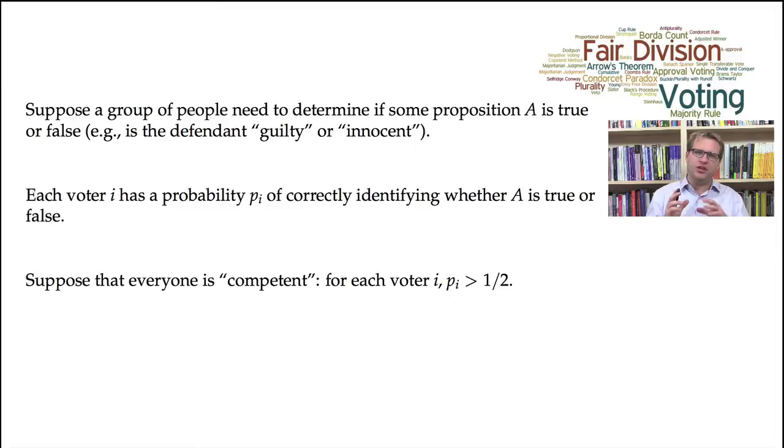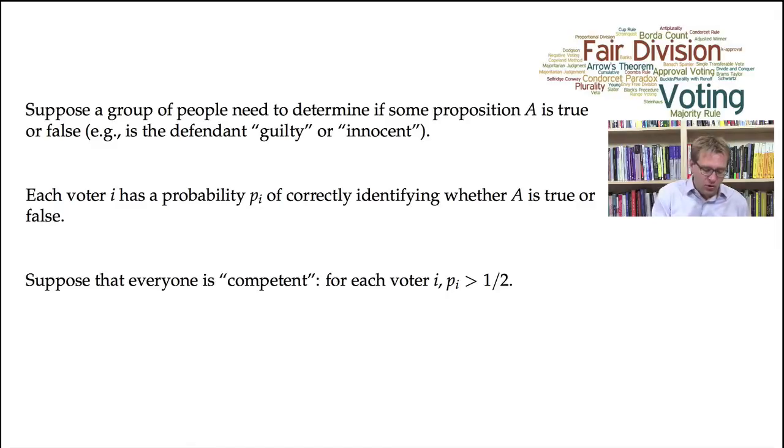There's some proposition, A, and the group of people is trying to determine whether or not that proposition is true or false. And there's some objective fact of the matter about whether or not A really is true or false. So for example, a jury in some courtroom is trying to determine whether or not the defendant is guilty or innocent. And there's some fact of the matter, the defendant really did the crime or really didn't do the crime, and it's the jury's job to somehow get together and determine whether or not the defendant is guilty or innocent.